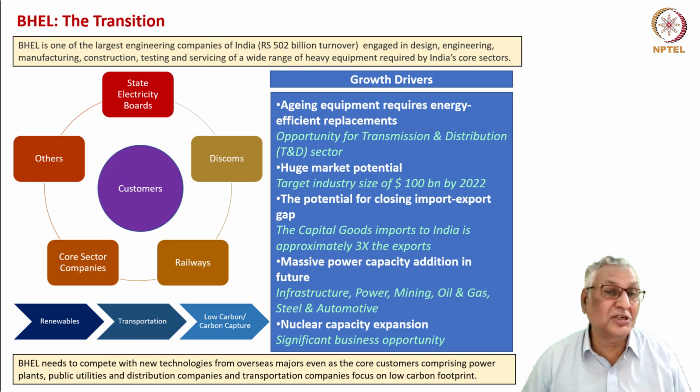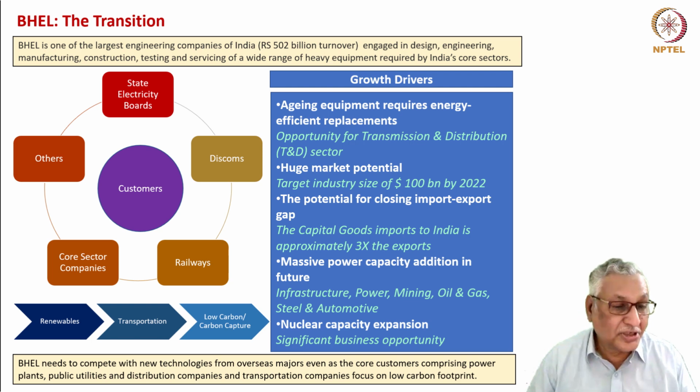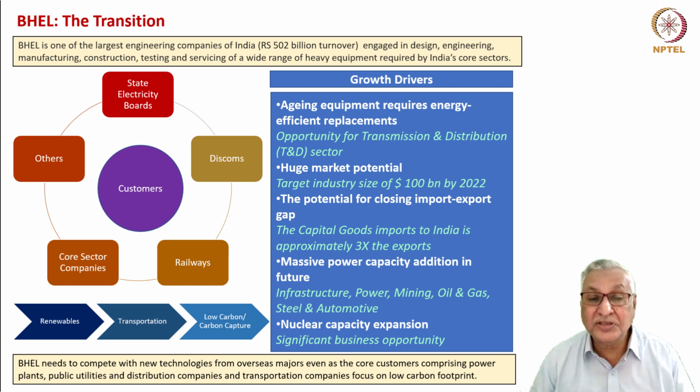BHEL, the largest engineering company, capital goods company of India, with a 502 billion rupee turnover, is engaged in the design, engineering, manufacturing, construction, testing, and servicing of a wide range of heavy equipment required by India's core sector. And what is it doing? It is looking at the customer profile in terms of state electricity boards, discoms, railways, core sector companies, and others, and getting into other areas such as renewables, transportation, low carbon capture, and things like that. BHEL would want to play a big role in the clean railway transportation industry as well.